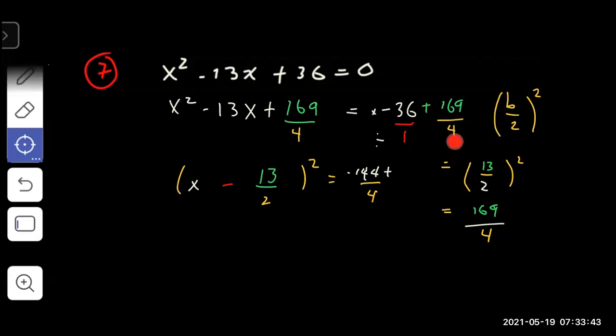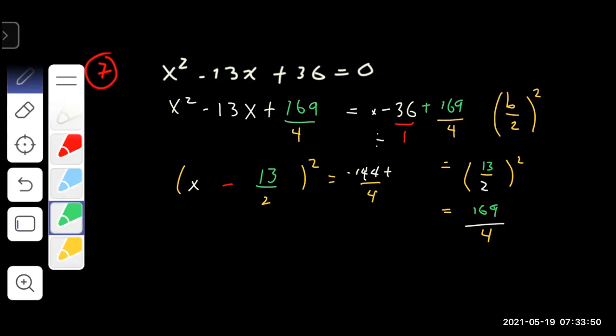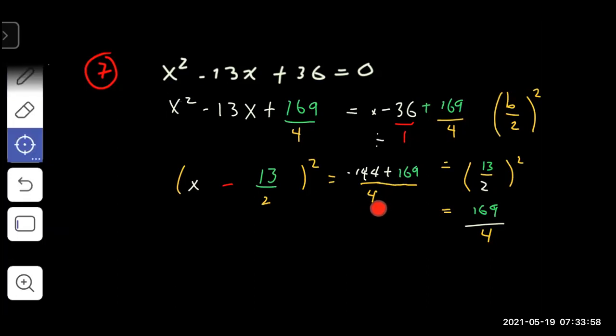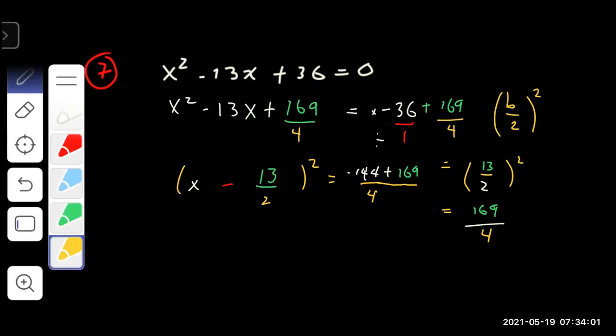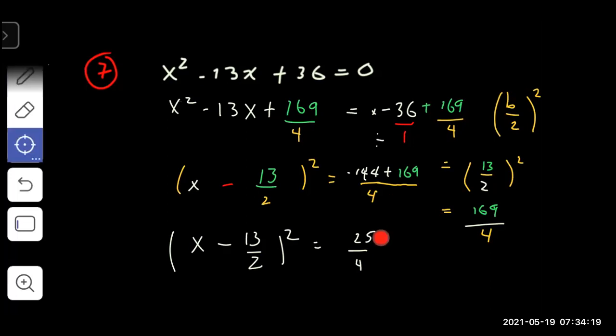And 4 divided by 4 is 1, multiplying 169. That would be 169, right? I think it's easier, guys, to do it mentally instead of using the calculator. So tell me what the answer is. It is 25 over 4. I'm going to copy this again: x minus 13 halves squared equals. Tell me, repeat it, please. 25 over 4. Take a look, it was easy, guys. It was easier doing it mentally instead of with the calculator.